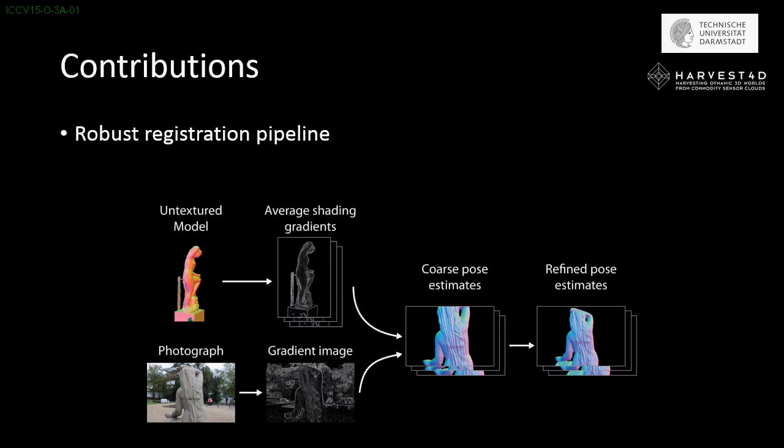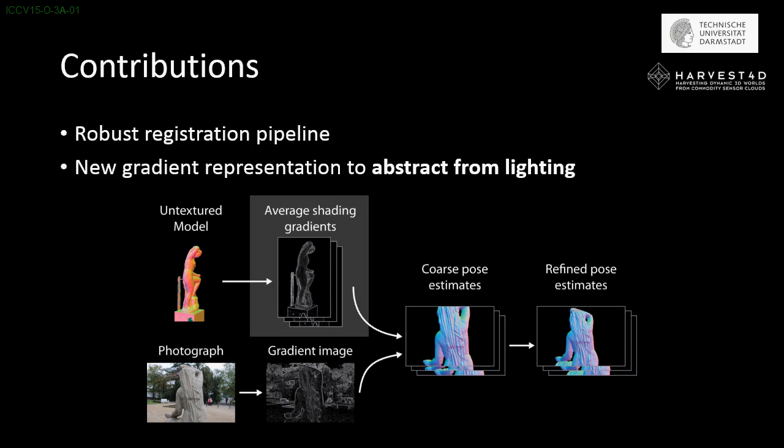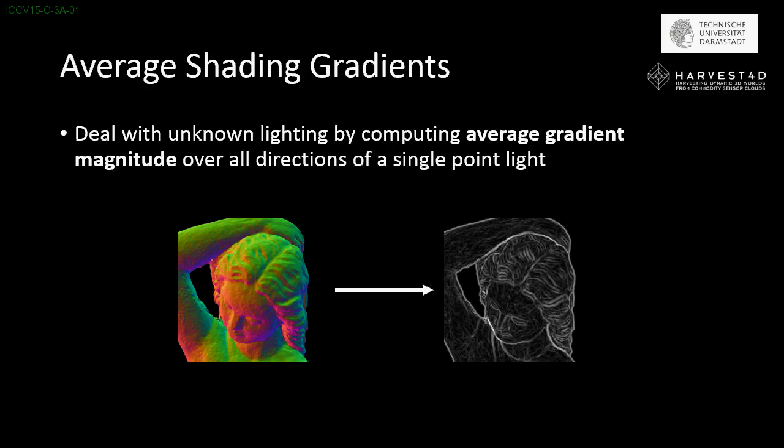To address these issues, we introduce a robust registration pipeline which builds upon a new gradient representation for renderings of 3D models. These average shading gradients abstract from the lighting by computing the average gradient magnitude over all directions of a single point light source, assuming a simple yet effective Lambertian shading model.